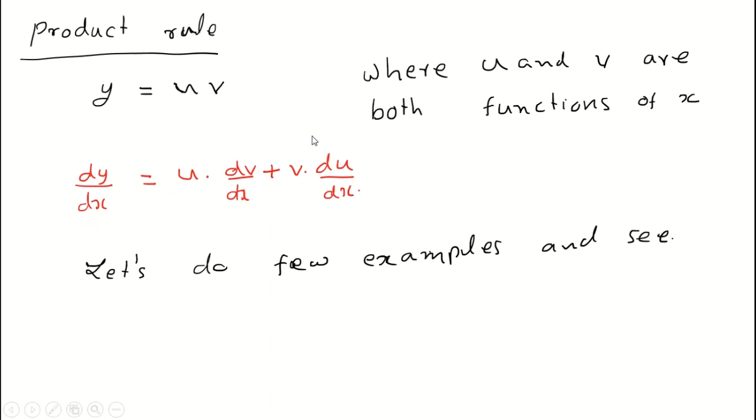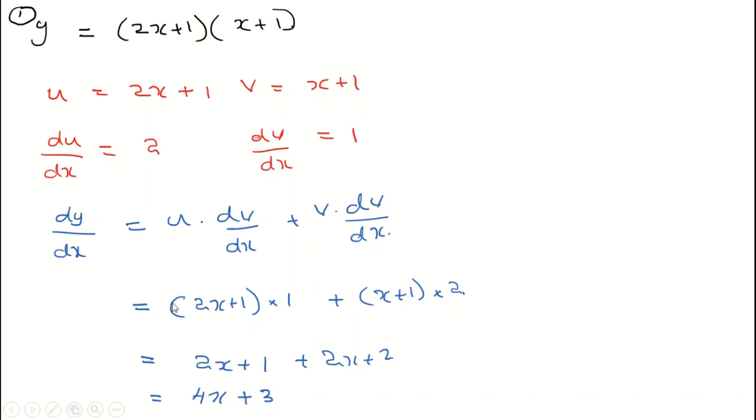What you do is you hold one and differentiate the other, plus hold the other one and differentiate the earlier one. Right. Let's do a few examples and see. Now here y equals 2x plus 1 into x plus 1. Now this one, we can take u is equal to 2x plus 1, v is equal to x plus 1.